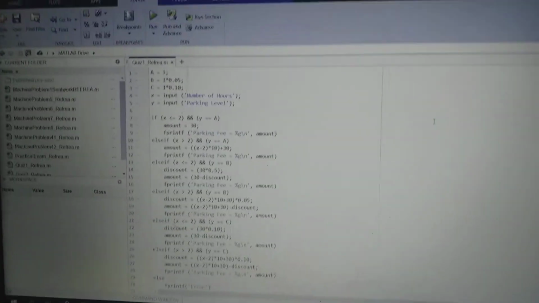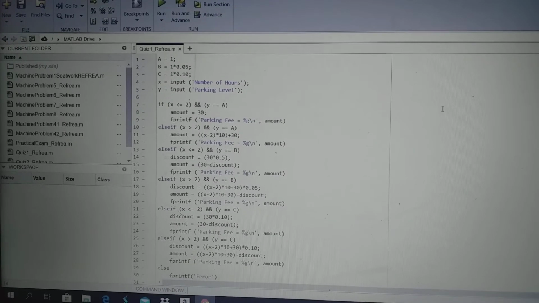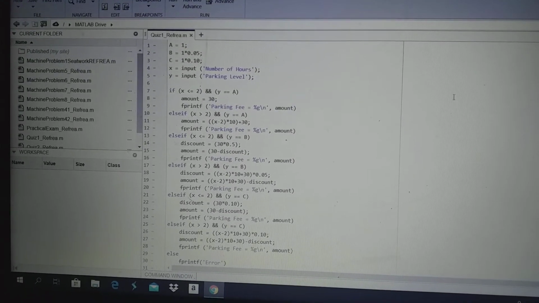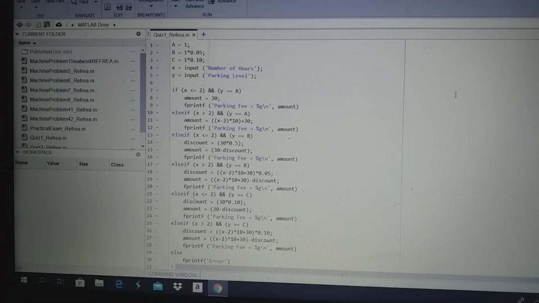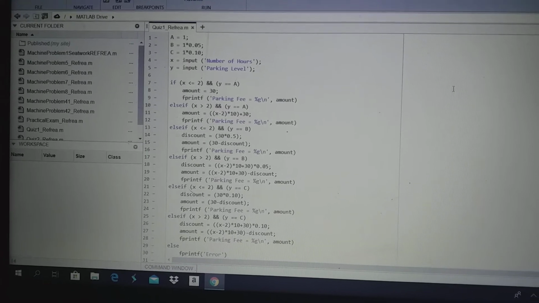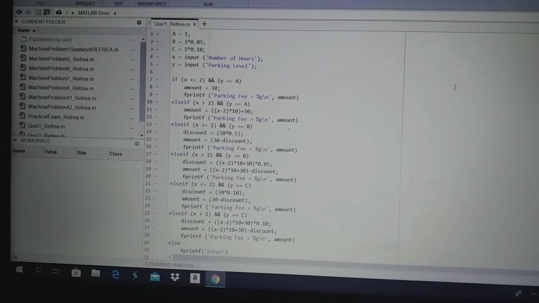I will break down how the code works, and I hope you follow along as I discuss. So first off, before we break down how the code operates, we must first discuss what the problem is. The problem asks us to create a Matlab program that will compute for the discounted parking fee given the number of hours parked and parking levels as input.